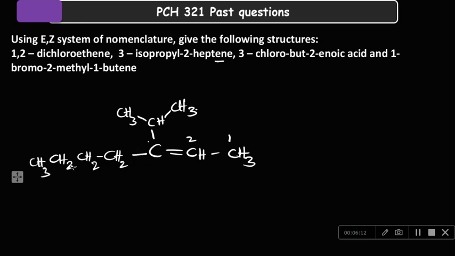So if you want to arrange it in a way that will be easy for you to name, all you need to do is to first of all write C double bond C. This carbon here, what is attached to it? First of all, you have hydrogen attached, and then you have CH3 attached. Now, how about this other one here? This other one, you have CH3, CH2, CH2 attached.